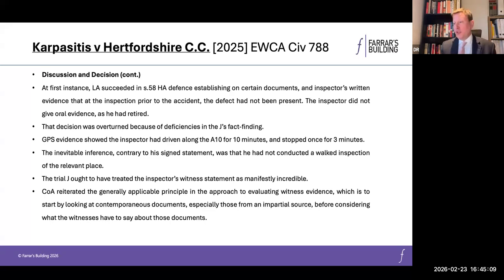And also of general application, that the Court of Appeal stresses in this case that as a general principle in relation to the approach to evaluating a witness's evidence, you should start by looking at contemporaneous documents, especially those that are produced from an impartial source, before then considering what the witnesses have to say about them. And the first instance judge had effectively just preferred the signed witness evidence over the other disclosed materials.